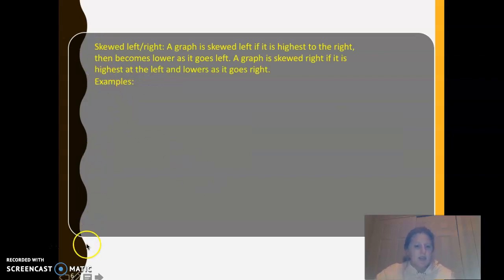Data distribution can also be skewed. So we talked about being symmetric, having one mode, and being normal. It can also be skewed, and it depends which way it's skewed. It can be skewed left or skewed right. A graph is skewed left if it's highest at the right and then becomes lower, and this all probably does not make sense to you unless you see a picture.